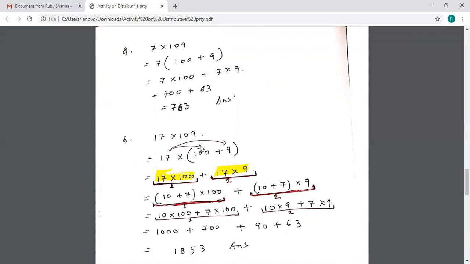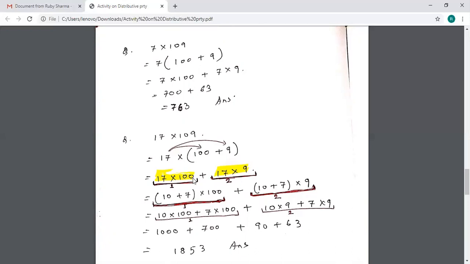17 into 109. I've done it stepwise for children, those who may find it a bit difficult. All of you know that 17 is distributed to 100 and to 9. So we are getting 17 into 100 plus 17 into 9.